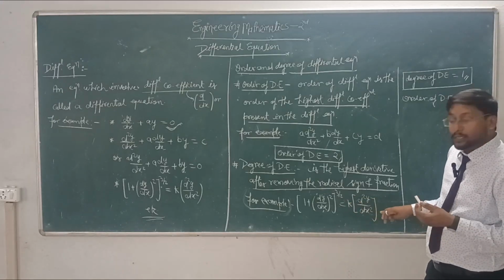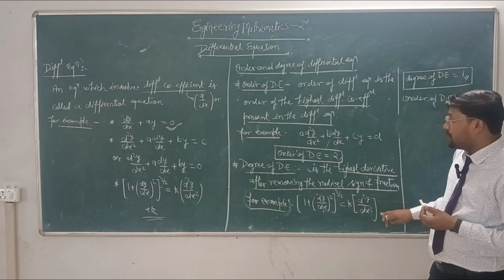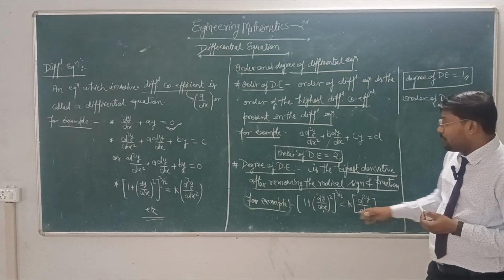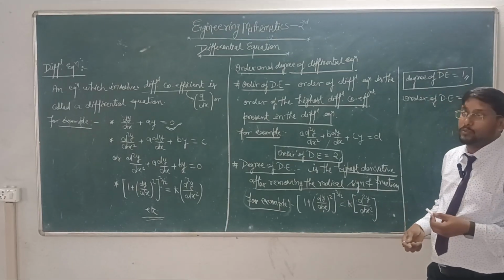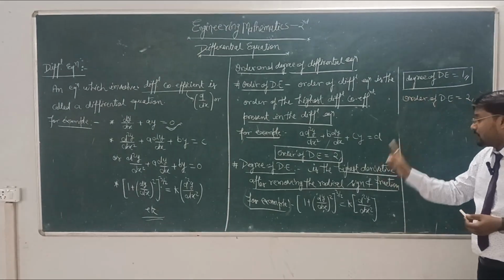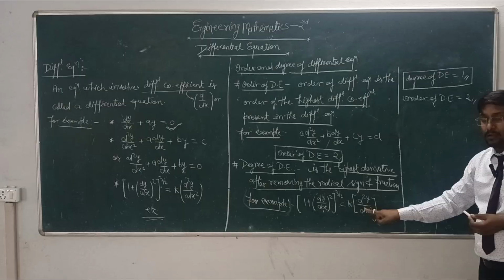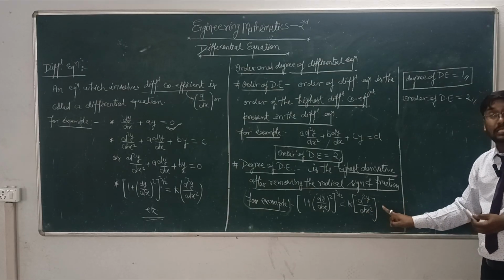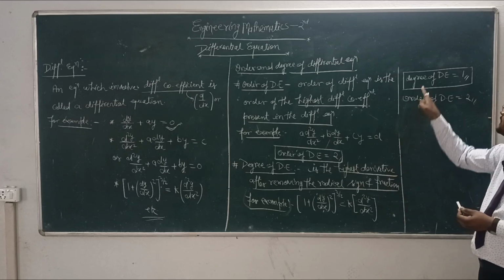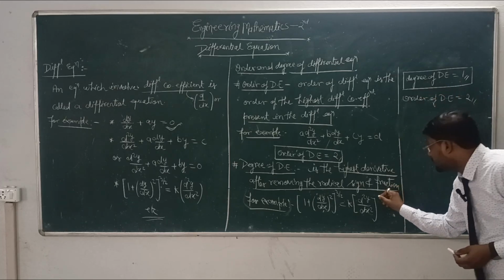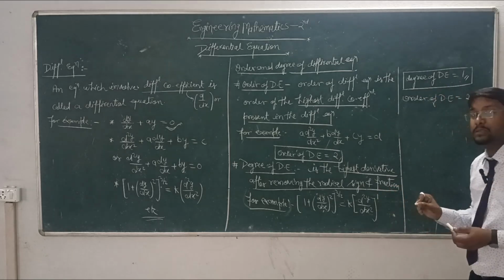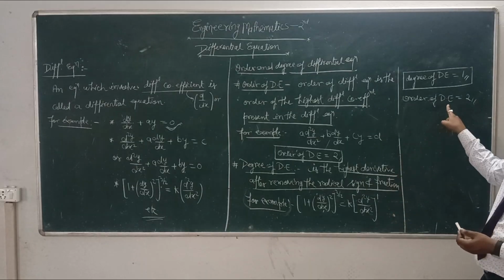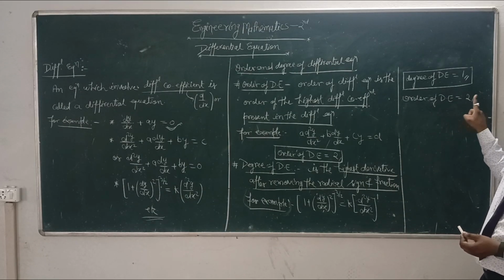Now you can find the order of the differential equation. Order means 2 is the order of the differential equation. Now the whole power of this derivative is known as the degree of the differential equation. This means 1. This is a differential equation and the order of the differential equation is 2.